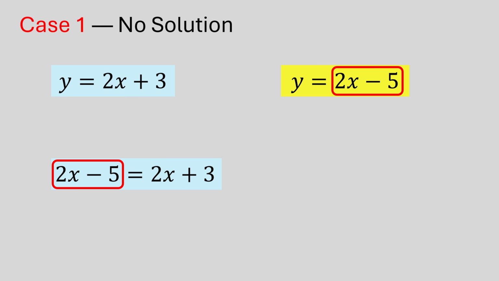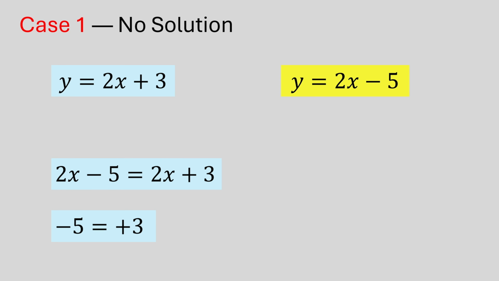2x minus 5 equals 2x plus 3. Subtract 2x from both sides. So negative 5 equals 3. This is false. So the system has no solution.